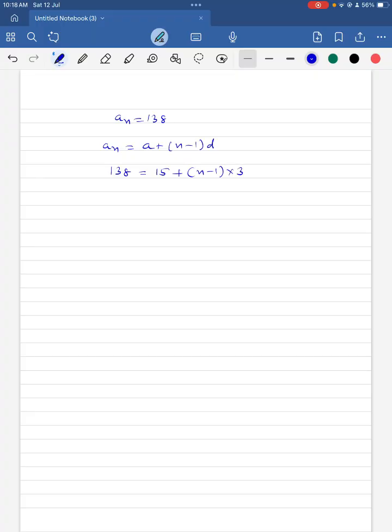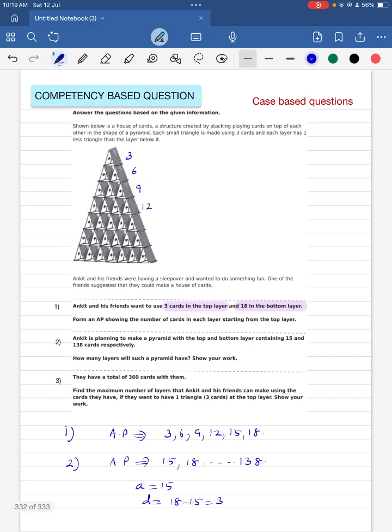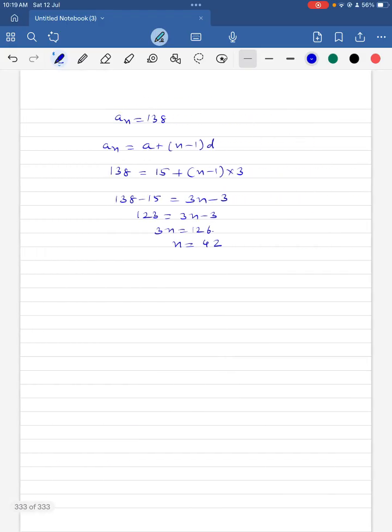So that is 138 minus 15 is equal to 3n minus 3. That's 123 is equal to 3n minus 3. Or 3n will now become 126 or the value of n is 42. Okay, so there would be 42 layers in this pyramid. There will be 42 layers.